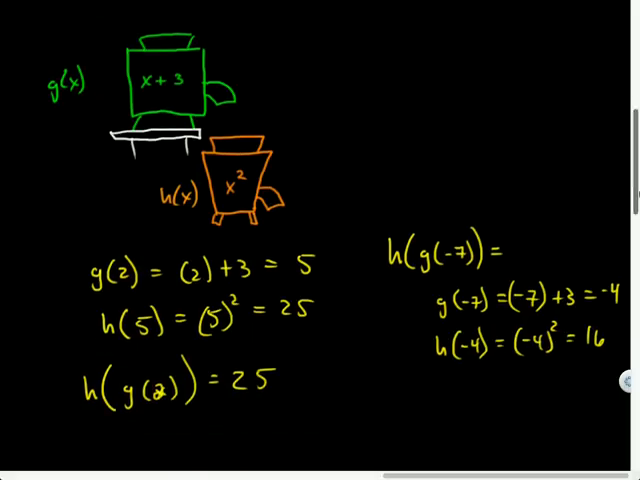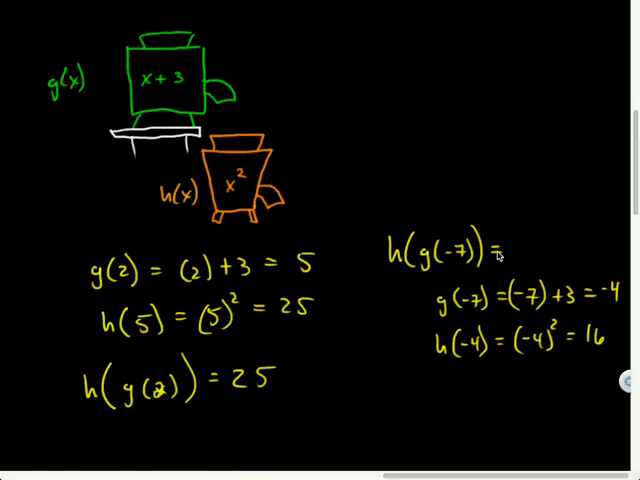So ladies and gentlemen, we just figured out that h of g of -7 was 16. All right, so that's what we just did.